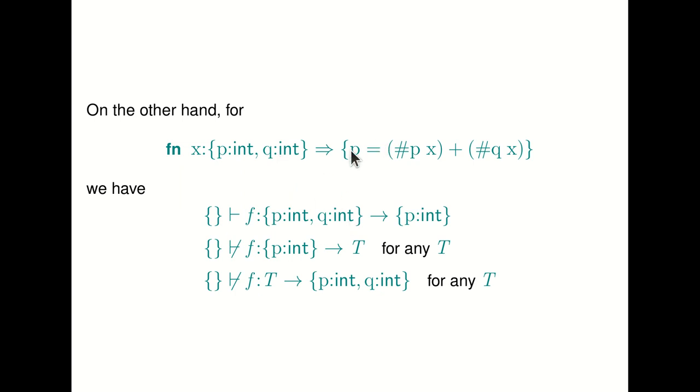And similarly, we're only building a result that has a P field in it, so we can't use covariant, we can't add anything in the input. So we can't take anything away from the input, and we can't add anything to the output.